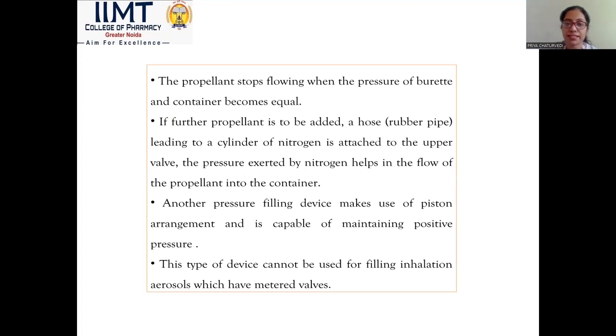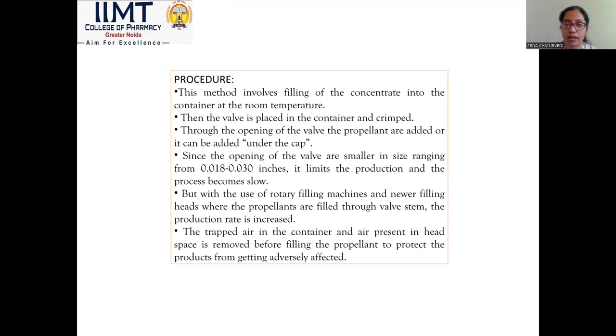If further propellant is to be added, a rubber pipe leading to a cylinder of nitrogen is attached to the upper valve, and the pressure exerted by the nitrogen helps in the flow of the propellant into the container. Another pressure filling device makes use of a piston arrangement, and it is capable of maintaining a positive pressure. This type of device cannot be used for filling inhalation aerosols which have a metered valve.